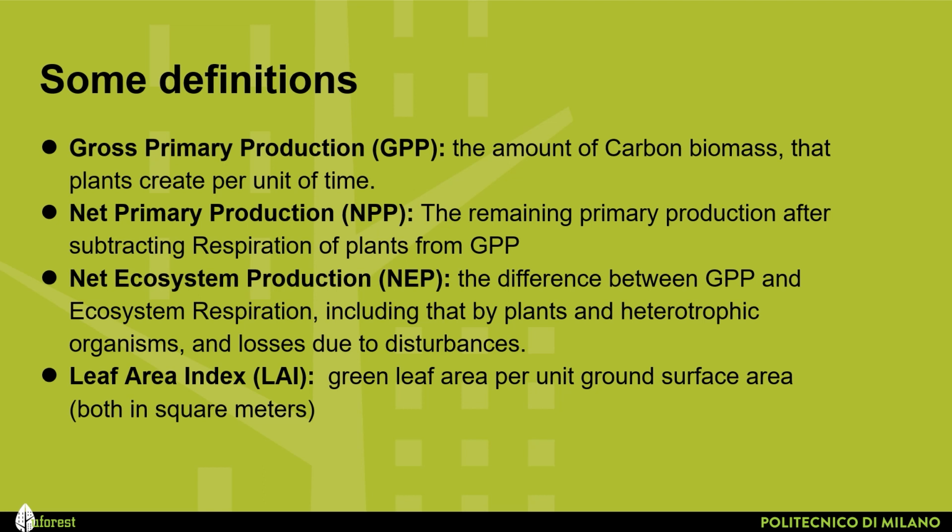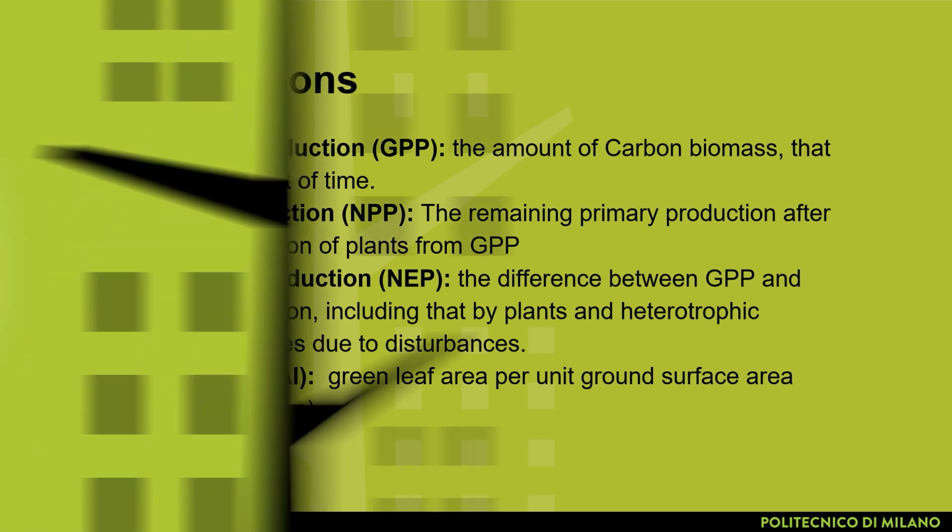And GPP is also different from net ecosystem production, which is the difference between gross primary production and ecosystem respiration, which includes respiration by plants and heterotrophic organisms such as animals and microbes, and also accounts for losses due to disturbance. And finally, leaf area index, LAI, corresponds to the non-dimensional ratio of one-sided green leaf area per unit ground surface area, both in square meters.